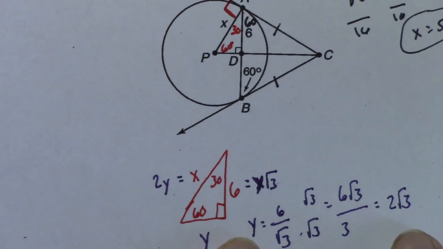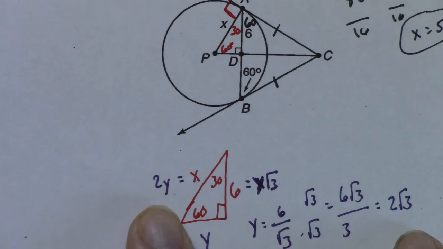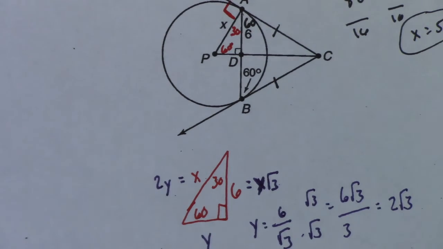If Y is 2 root 3, when I plug it in over here, I got 2 root 3. So then my final answer over there for X, I'm now able to say for X that it is equal to 2 times 2 root 3, or 4 root 3.